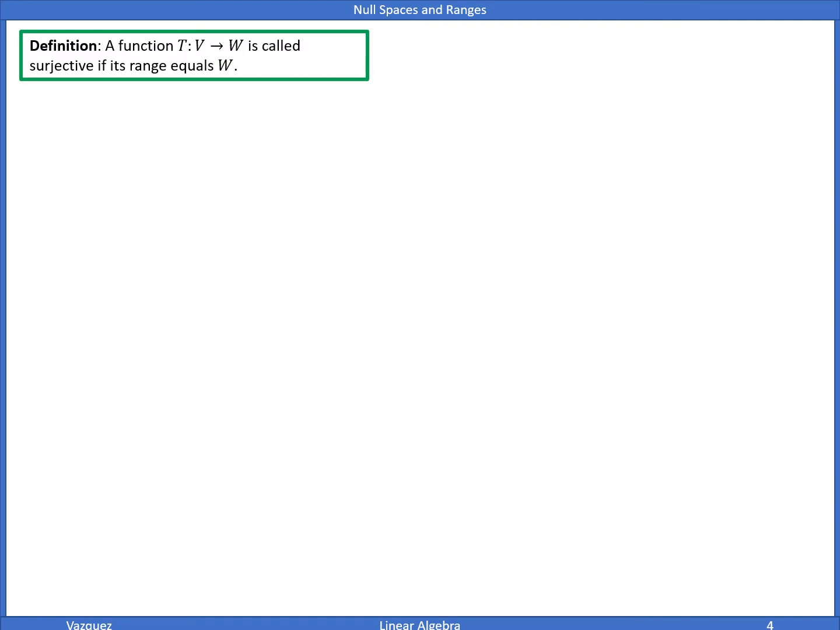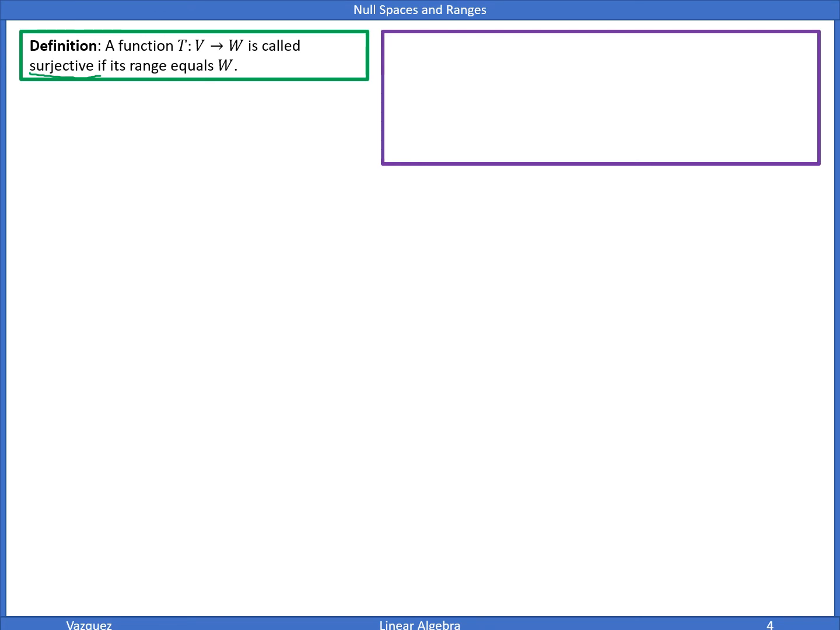Now we define what I was foreshadowing, which is the definition of surjective. Here I should have had it highlighted. Actually, that should be in green. So a function T from V to W is called surjective if its range is equal to W. In other words, if the range is equal to the codomain.